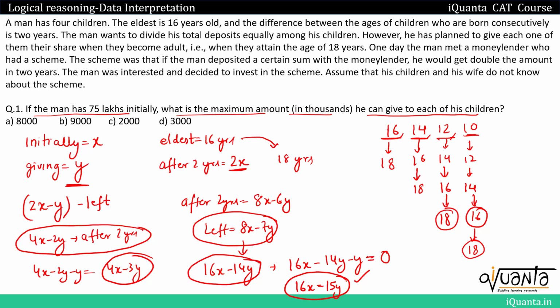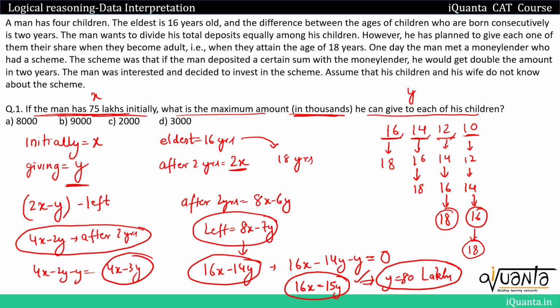Now the question says that if the man has 75 lakhs initially, what is the maximum amount in thousand he can give to each of his children? So we have to find out the value of y. We have been given the value of x as 75, and we have to find out the answer in thousands. So we'll put x equal to 75, and we'll be getting y equal to 80.